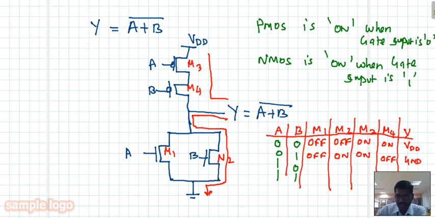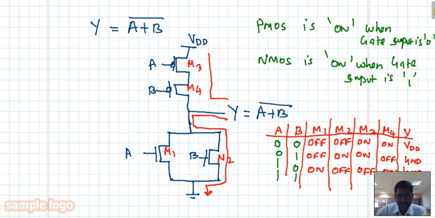If it is 1 0, it is quite opposite to the previous case. So this is on, this is off, this is off, and this is on. Now the output is connected to ground through the transistor M1. So the output here is ground.